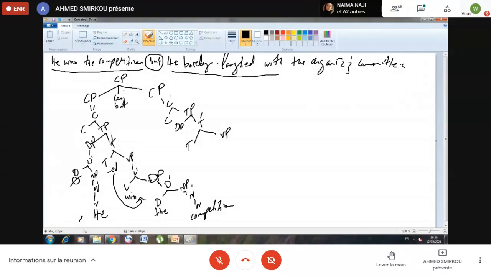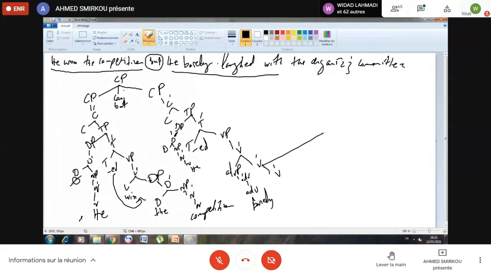But now we move to the second sentence. DP, D bar, and the terminal. N bar, N, and he. Very good. We put ED under T, and then the VP, V bar. Yes, adverb phrase, because we have the adverb phrase before the verb. Adverb bar, adverb barely. Good. Then V bar, because it is an adjunct. And another V bar for the preposition phrase, with the organizing committee.